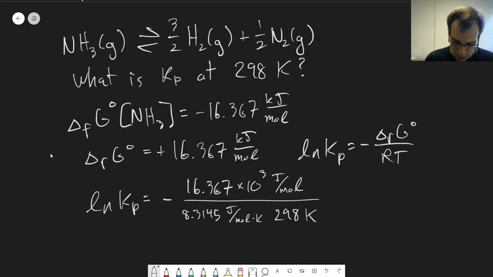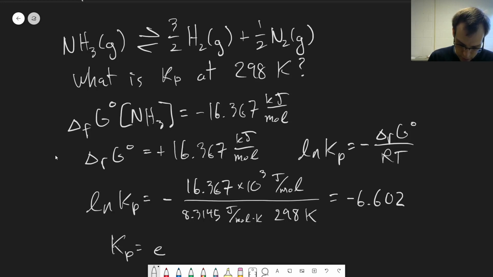Okay, and if we go ahead and plug in all of those values, natural log of Kp is equal to minus 6.602. So then if we take the exponential of that, Kp will be equal to e to the minus 6.602, which ends up being 1.36 times 10 to the minus 3.